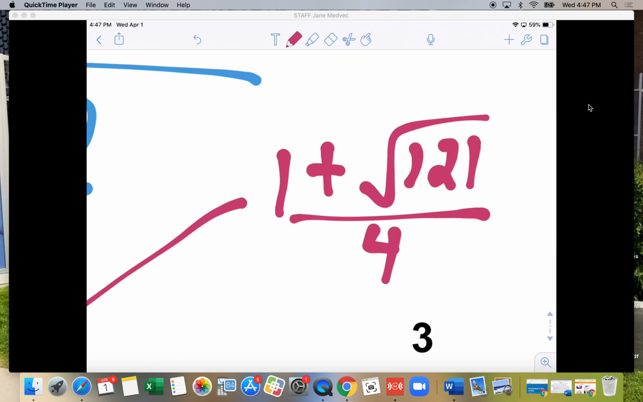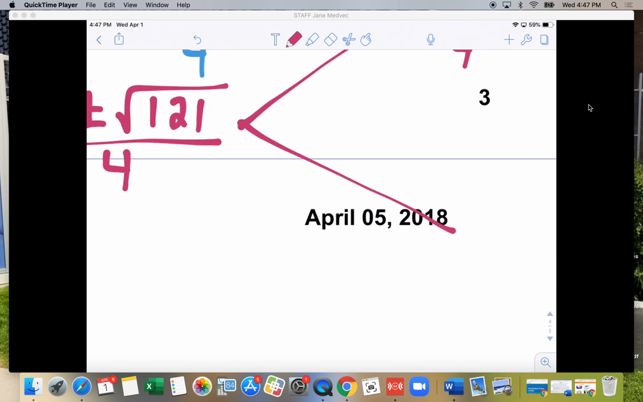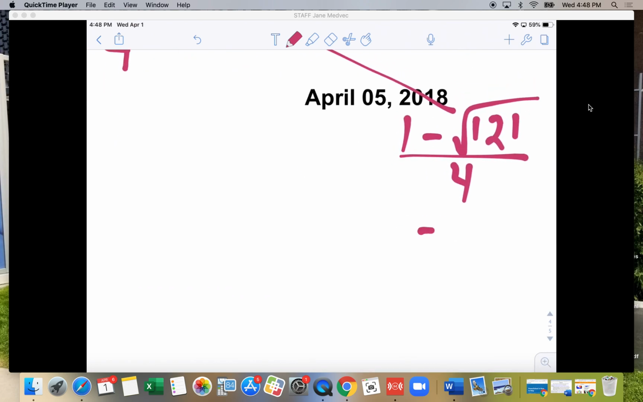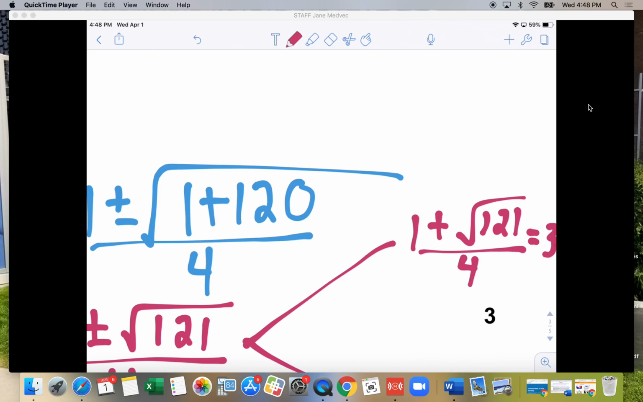And I can do that with my calculator. The square root of 121 is 11, so 11 plus 1 equals 12, divided by 4, my answer is 3. And then if I come down here, and I've got 1 minus the square root of 121 over 4, that's 1 minus 11, which is negative 10, divided by 4, and I get negative 2.5. And so I've got two answers here, just like what we just got done with the quadratic formula.